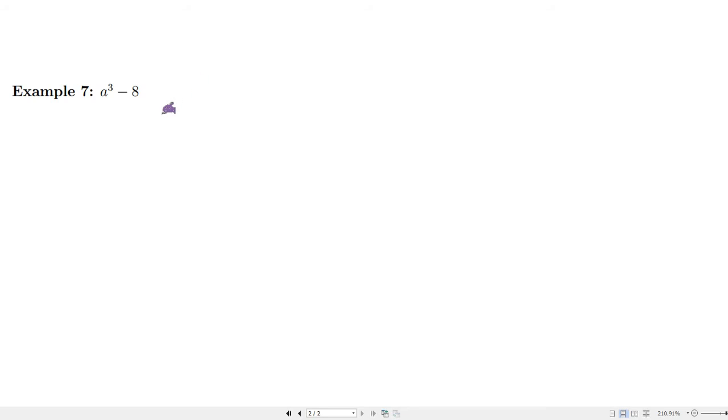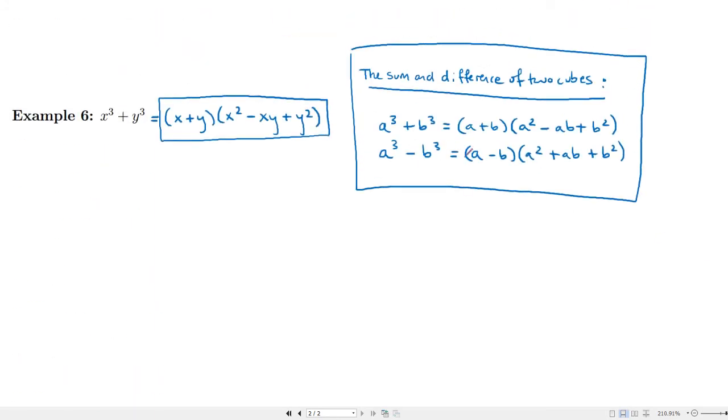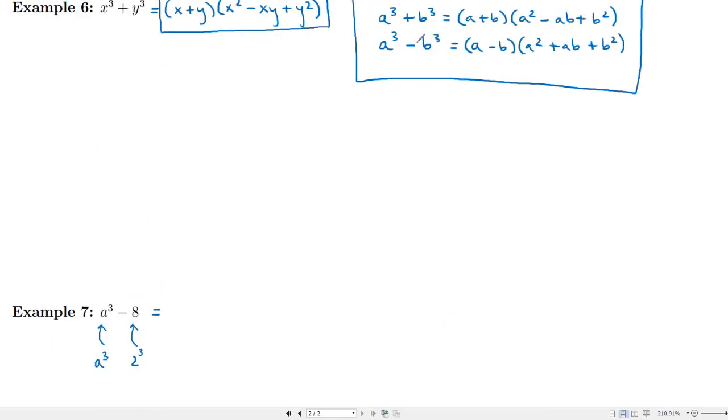In this last example here, we have a cubed minus 8. Can we factor that? Well, this is a cube, a cubed, and we have minus 8. If the 8 is also a cube, then we'd have a difference of cubes. Well, 8 is 2 cubed: 2 times 2 times 2 is 4 times 2, which is 8. So 2 cubed is 8. It's a difference of cubes, so we can use the formula that we have above for difference of cubes, this one right here.